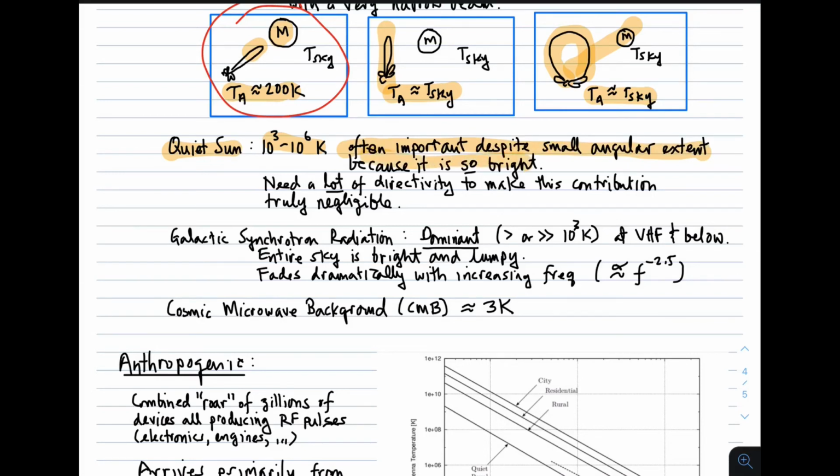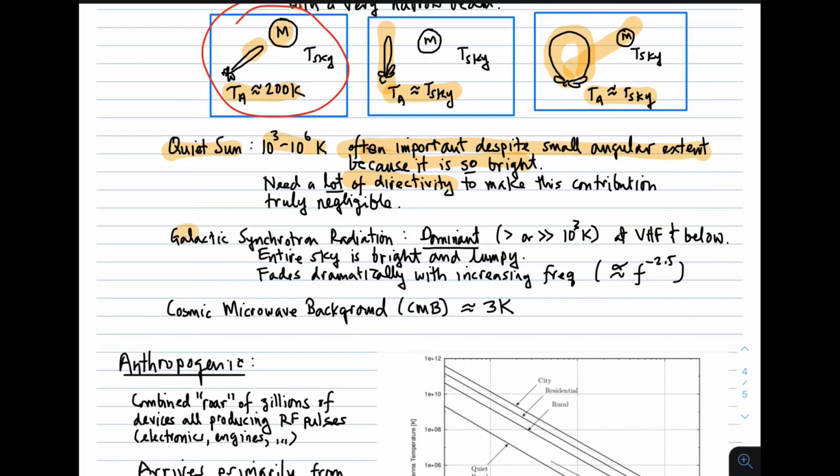So even though the sun takes up a relatively small portion of the sky, so the condition I described for the moon applies, the sun is so much brighter than the moon that it can still sometimes make a significant contribution. And you need a lot of directivity typically to make this contribution truly negligible. So the quiet sun may or may not be an issue, and if you really need it to not be an issue, you better have a lot of directivity.